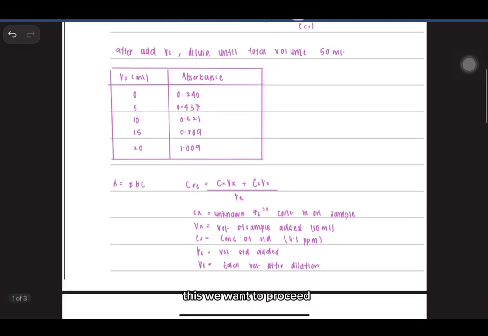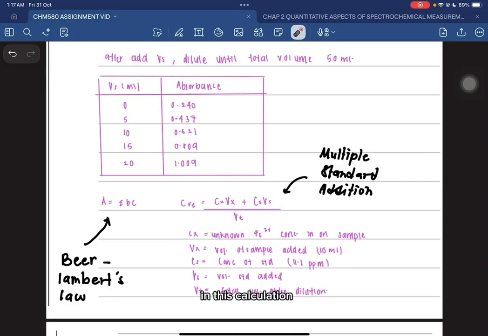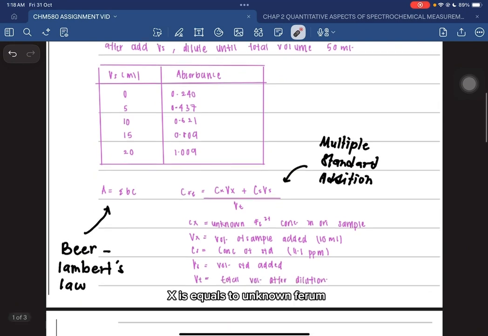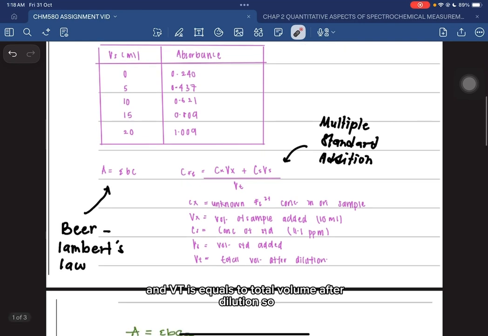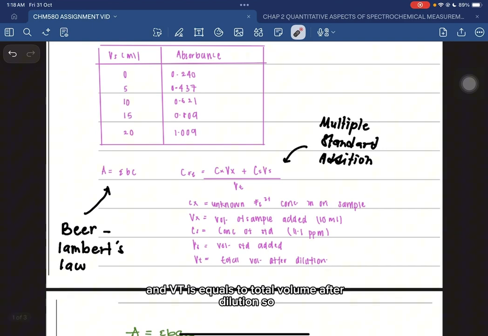Now we want to proceed with the equation. In this calculation, we are going to use Beer-Lambert's law and multiple standard addition. Why do we choose multiple standard addition? Because the question uses more than one standard solution. From this equation, first we know that Cx is equal to the unknown ferrum concentration in the original sample. Vx is equal to the volume of sample added, which is 10 ml. Cs is equal to the concentration of standard, which is 11.1 ppm. Vs is equal to the volume of standard added, and Vt is equal to the total volume after dilution.